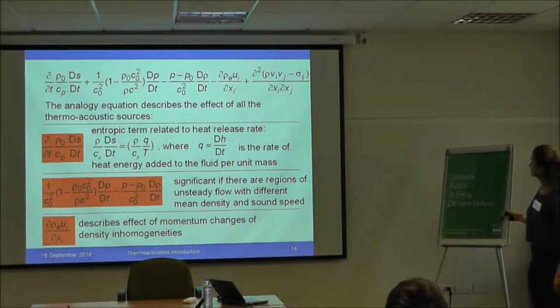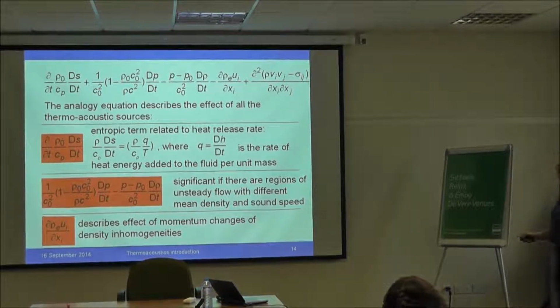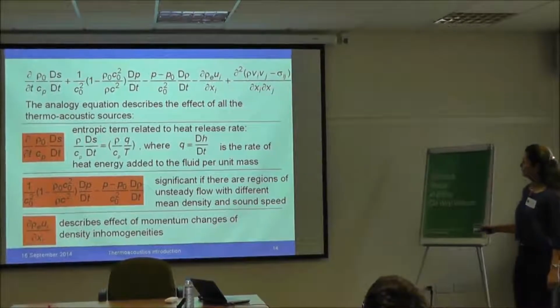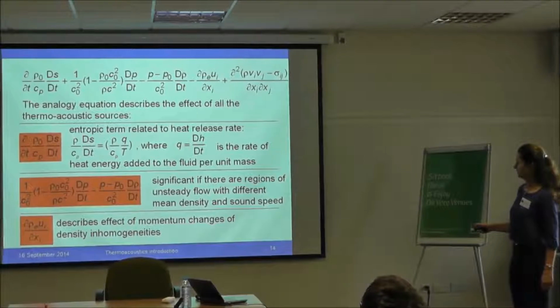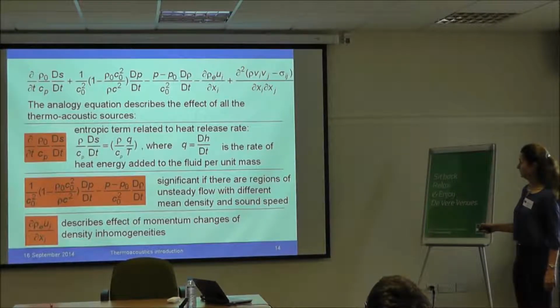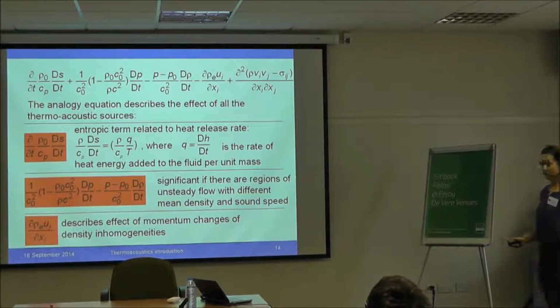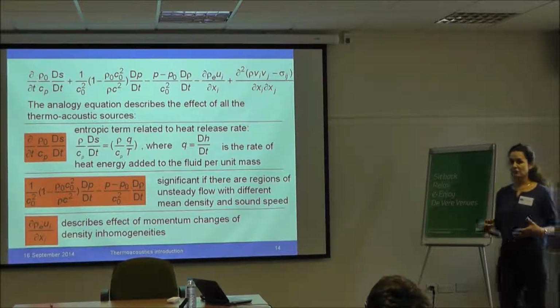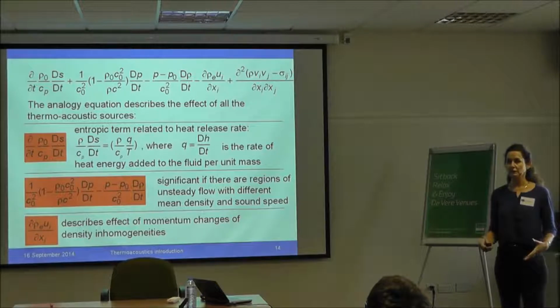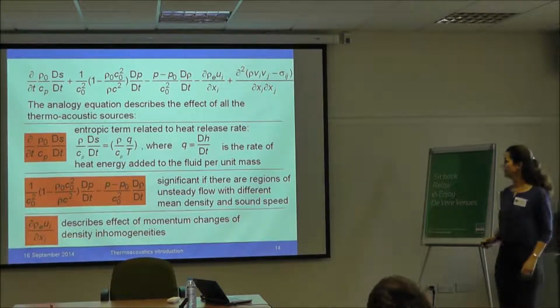So here's that source term again that we just saw on the previous slide. And this term is the entropic term. It's related to the heat release rate. By using this relationship, relating the change in entropy to the heat added, we can see that this is directly related to the heat release. So that is, from a thermoacoustics point of view, a very important term, because it's the primary source term when you add heat.